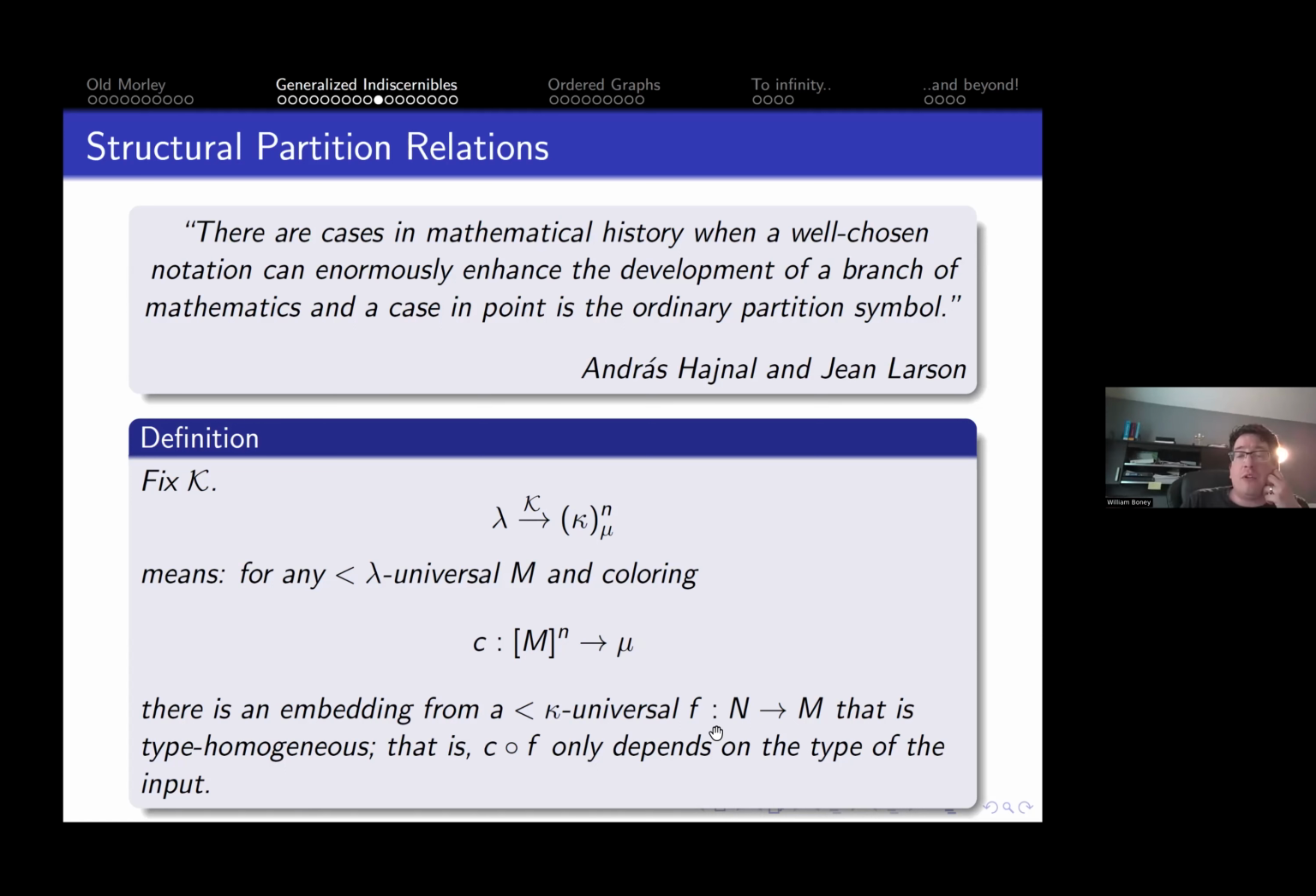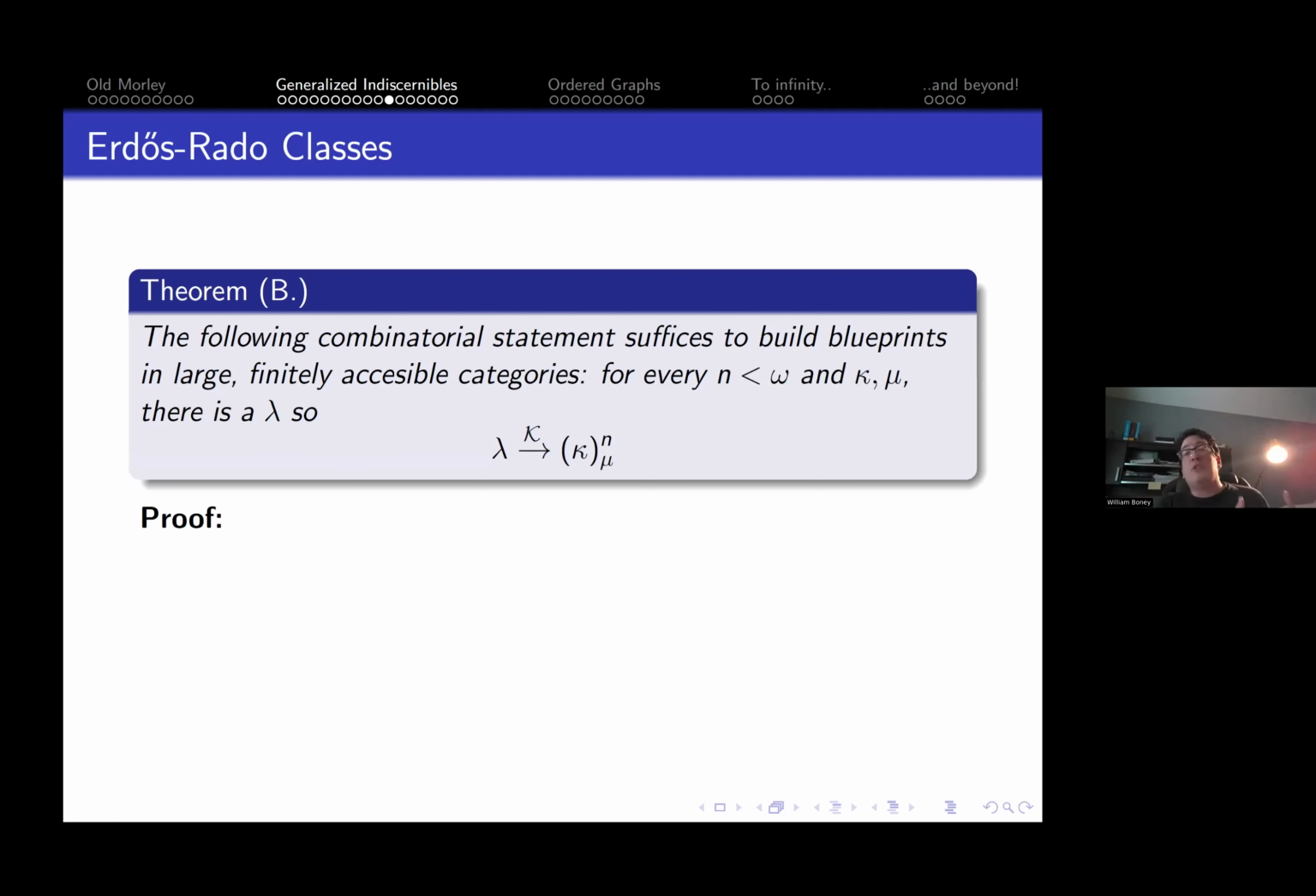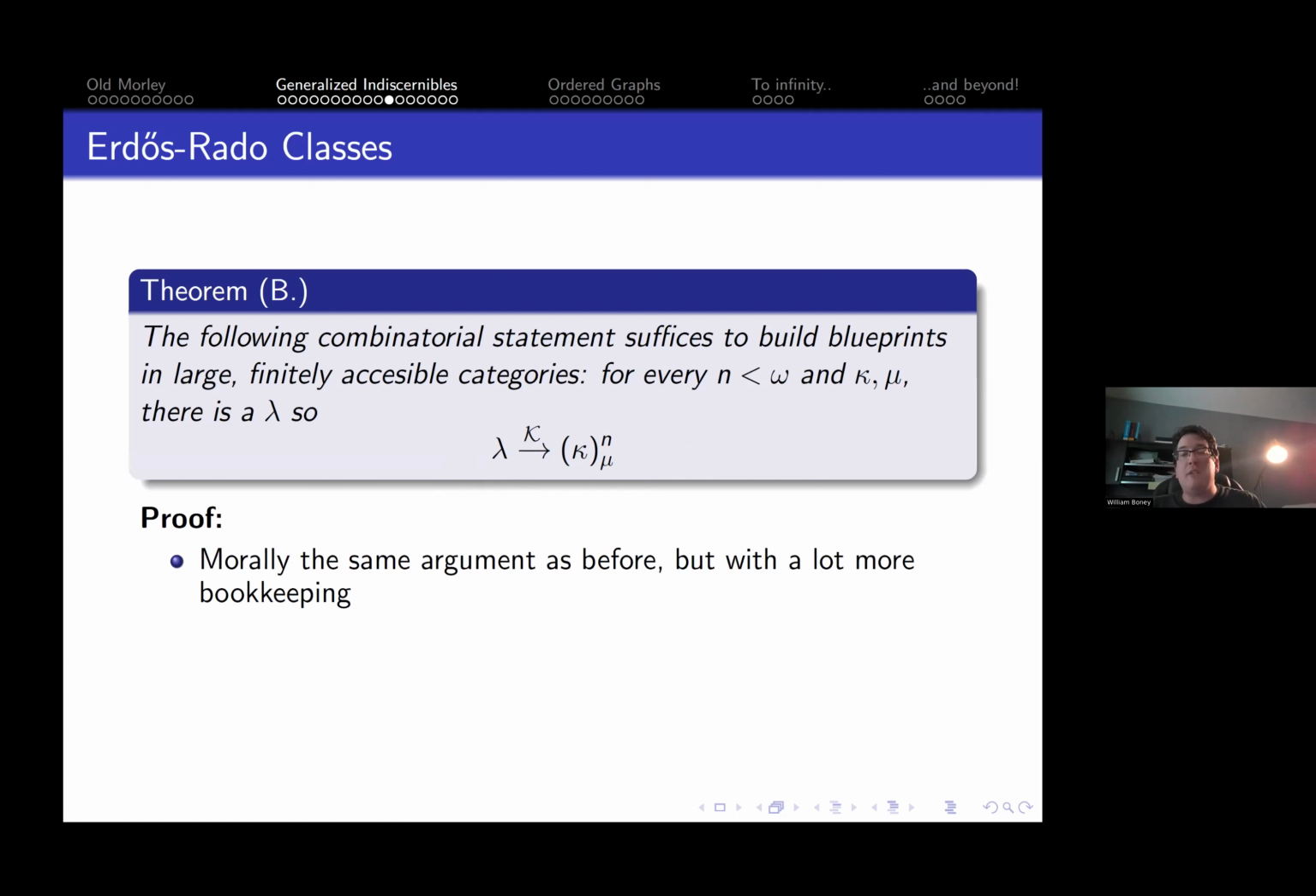Okay, and so how does this relate? This sort of structural partition relation relates to Erdős-Rado classes in the same way as the original Erdős-Rado theorem does to linear orders. If it's the case that for everything you plug into the right-hand side, there's some lambda that makes this whole thing work, that proves that script K is a combinatorial Erdős-Rado class. And the proof is just morally the same argument as before, but with a lot more bookkeeping.